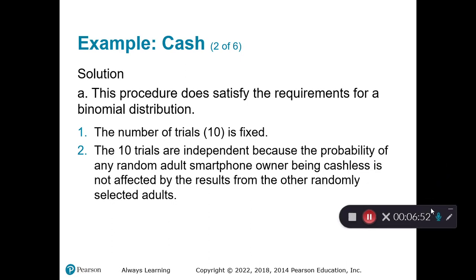The second requirement, the 10 trials would have to be independent. And I think we can assume that this is true because we are making the selections with replacement per the previous slide. So whatever outcome happens with one selection has no bearing on the outcome of any future selections.